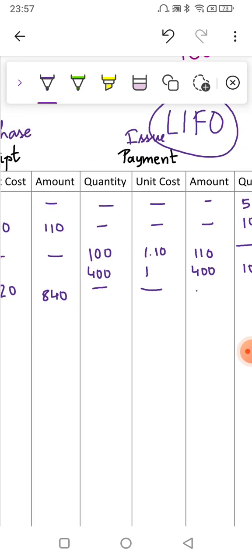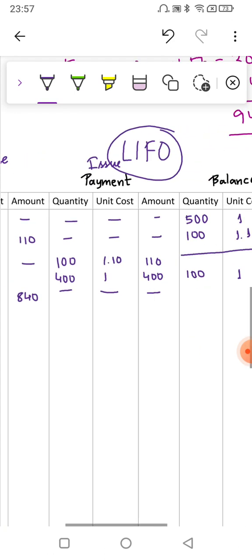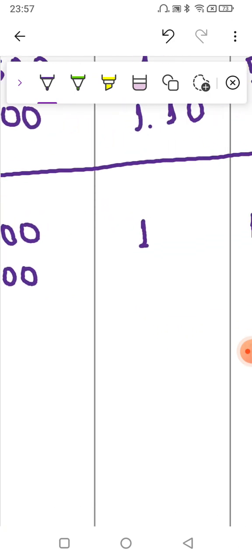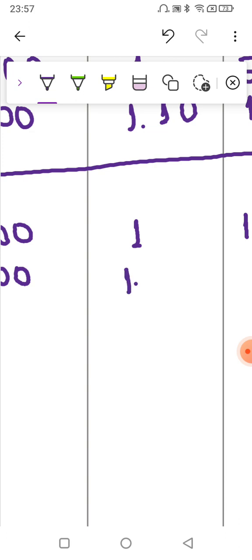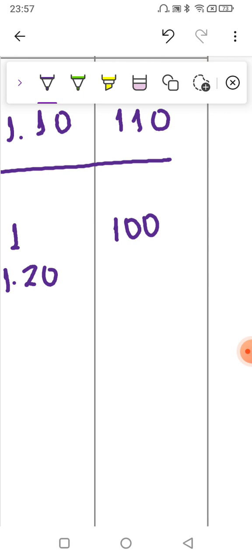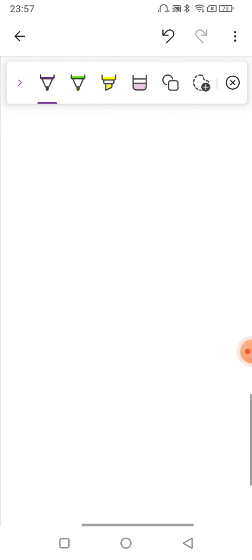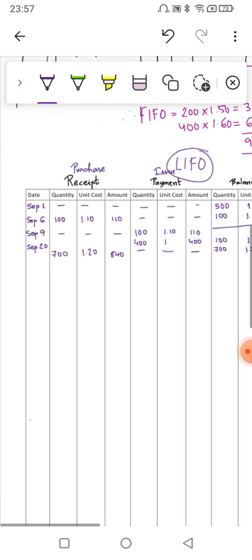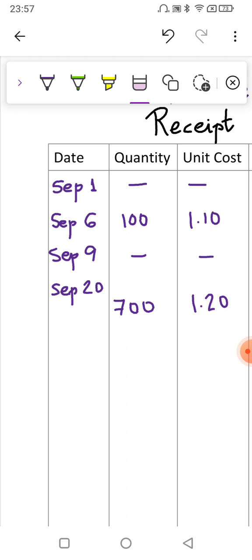No issues were made. So we're going to record this over here. 100 of the previous stock and 700 of the latest stock at 1.20 this time, amount being 840. We are done with this date, which was September 20. We'll write it below.